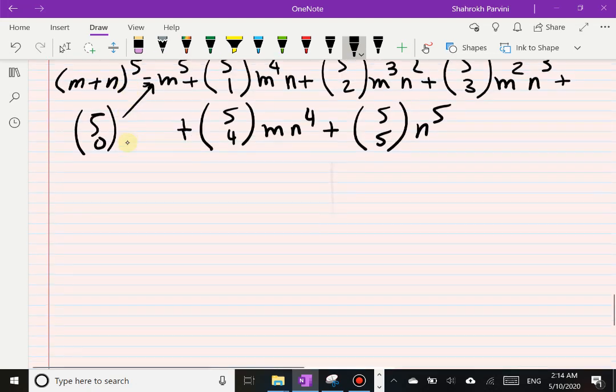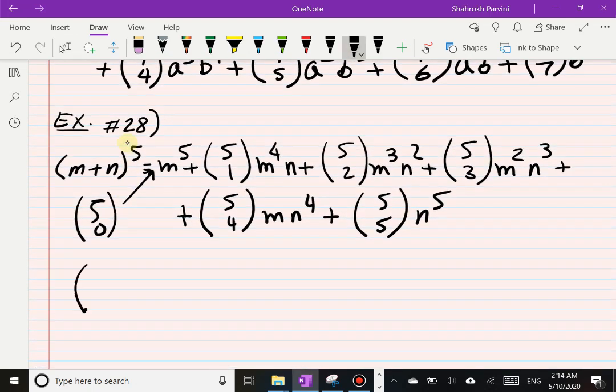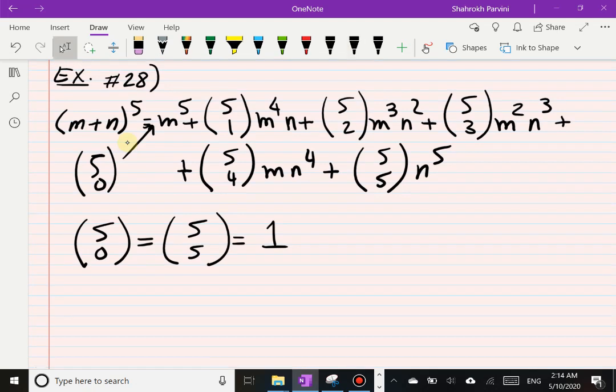Now, you can actually verify this. You can do it on your calculator. 5 choose 0 equals 5 choose 5. Both of these end up being 1. That's why we have only 1 in front of the first term and 1 in front of the last term. Now, if I do actually these 5 choose 1, 5 choose 2, 5 choose 3, 5 choose 4, 5 choose 5.